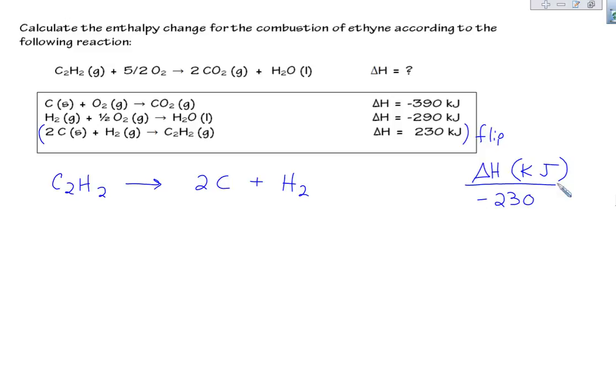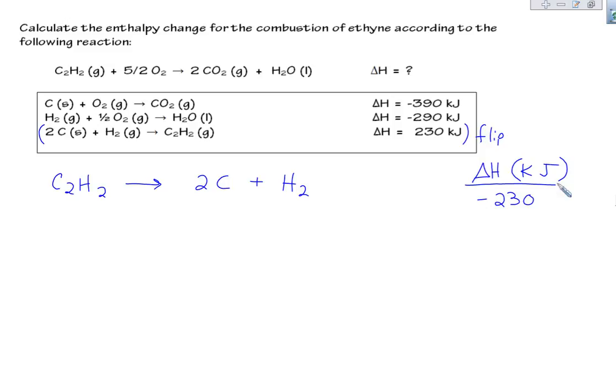And again, often with a combustion, they'll do this so that what you're calculating is the combustion per 1 mole of ethine. They might call this the molar enthalpy of combustion, which just means what is the energy change for the combustion of 1 mole.